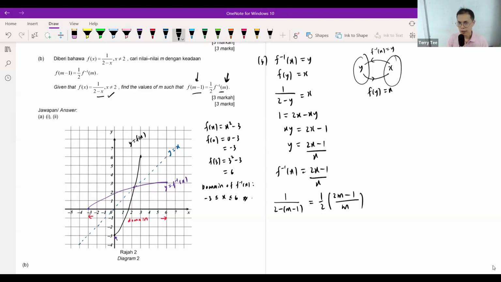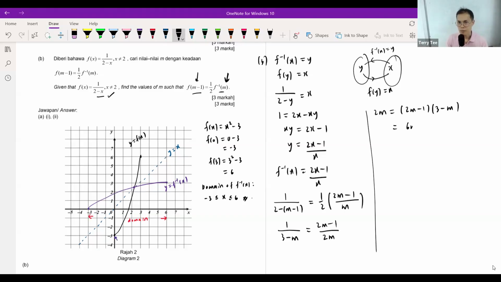The 2 and m, you can cross multiply. Okay, maybe I do one extra step for you first. So 2 minus 1, this is 3, 3 minus m. This is 2m minus 1 over 2m. Now from here, we're going to cross multiply. 2m is now 2m minus 1 times 3 minus m.